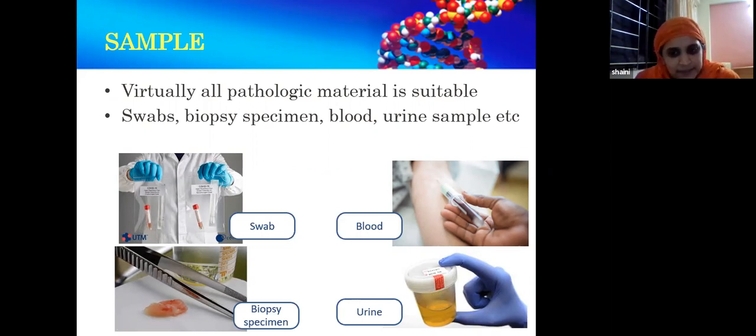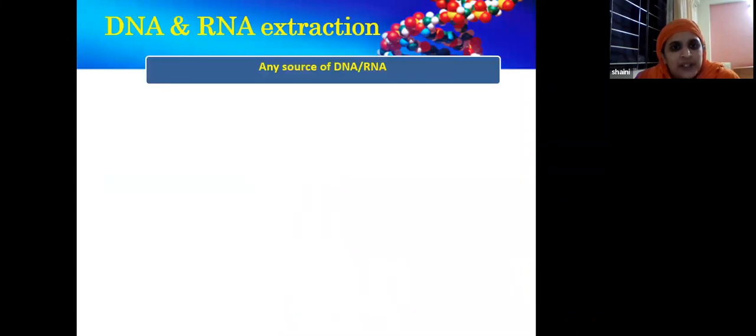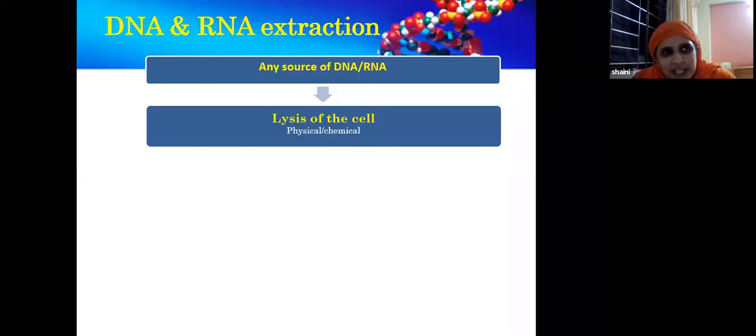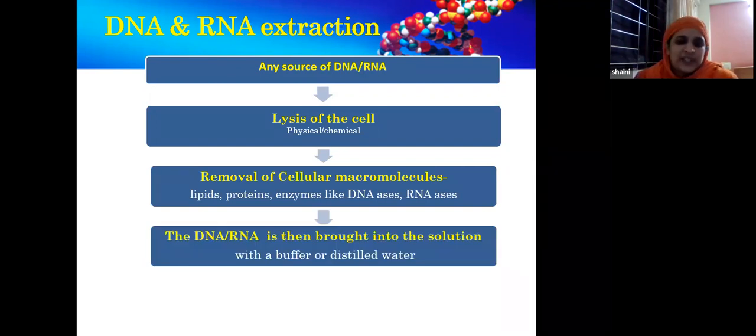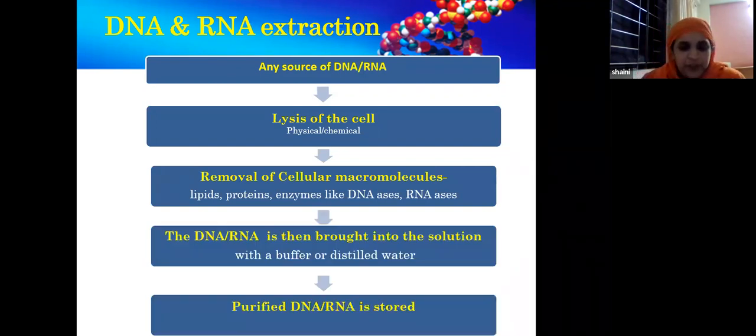The first step, once you get the sample, would be to lyse the cell, because the DNA and RNA is usually inside the nucleus, or in the case of bacteria, within the cytoplasm. So first you lyse the cell, then remove all the cellular components other than the RNA or DNA. You remove the lipoprotein group, the proteins, enzymes, everything else except the RNA. The RNA is finally brought into solution. Purified RNA is either stored or used for the test.